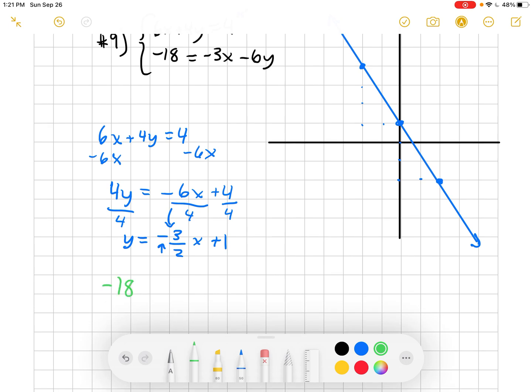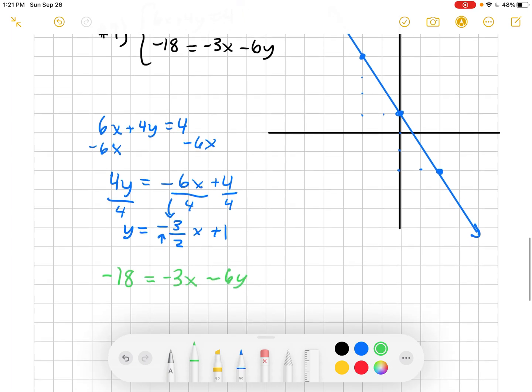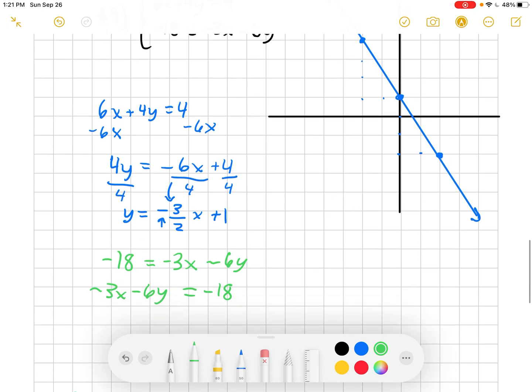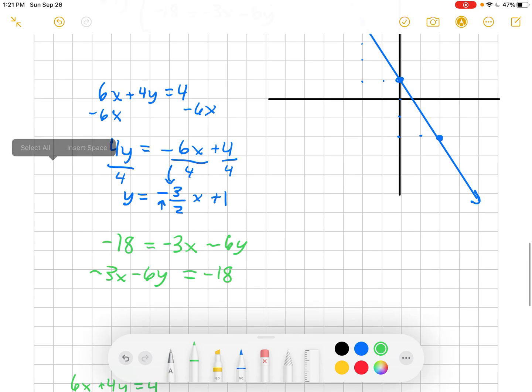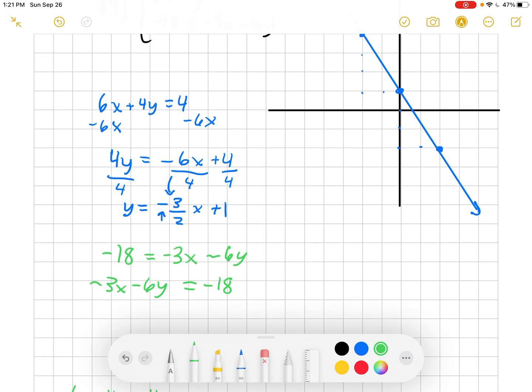Negative 18 is equal to negative 3x minus 6y. Now, the first thing I'm going to do here, which is not a step that you have to do, but just to try to make it as clear as possible, I'm going to do this as a math teacher. I'm going to rewrite this as negative 3x minus 6y is equal to negative 18, simply because we're used to seeing the numbers on the right-hand side. So from here, we can go ahead and solve it. Pretty straightforward. I don't think this is where we're going to really struggle.